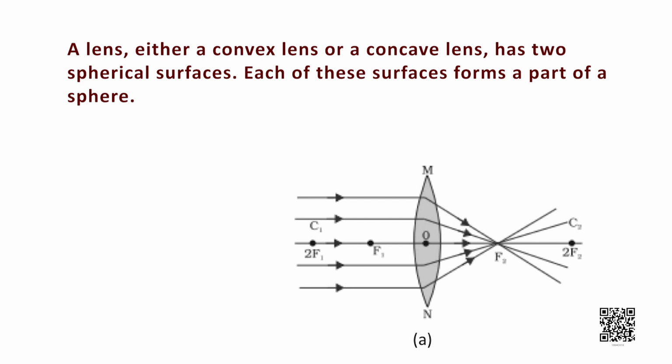A lens, either a convex lens or a concave lens, has two spherical surfaces. Each of these surfaces forms a part of a sphere.